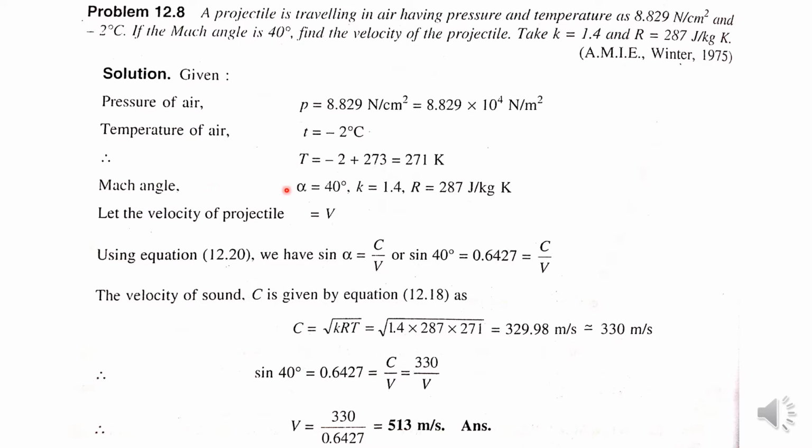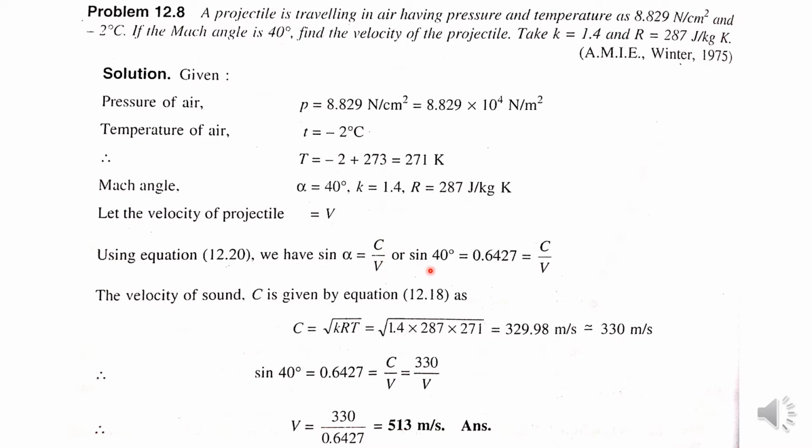The Mach angle alpha is 40 degrees. K equals 1.4 and R is the constant 287 joules per kg Kelvin. Let the velocity of the projectile be V, which is what we need to calculate. For the Mach angle, sine alpha equals C by V, which is nothing but 1 divided by M, and we can write this as C by V.